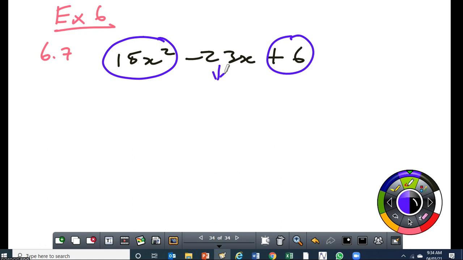Okay, now I'm going to show you this method. It also involves factorization by a common factor. Okay, make sure you listen. Like first thing, forget about the x squared. The coefficient of x squared is what?